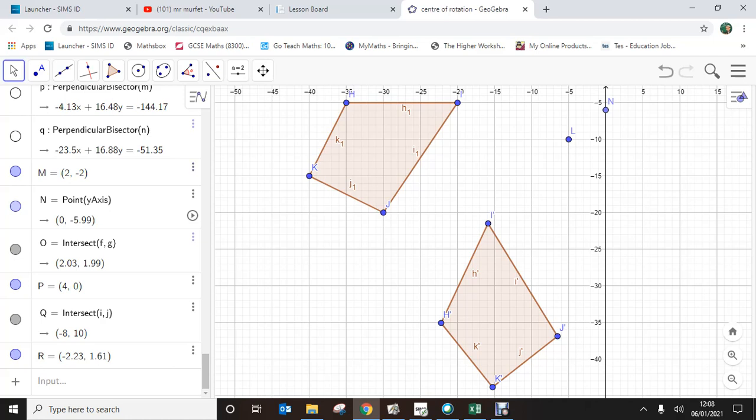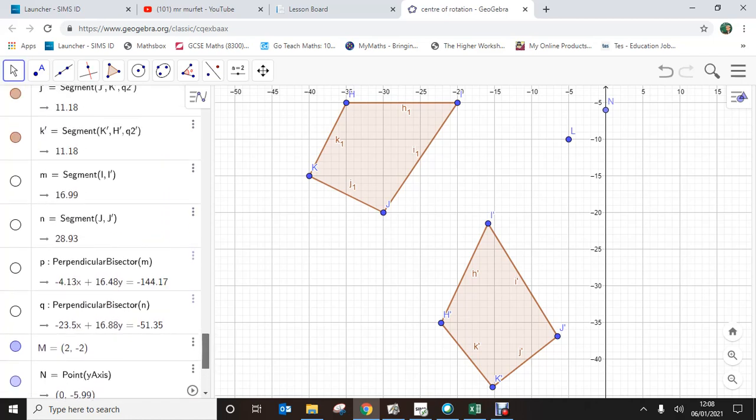So let's join up some of these. We know it's not 180 degrees. I'm not turning it upside down, so I can't just join up all of the lines because it won't match up. But I can join two vertices. I can join L to L dash, and J to J dash. It doesn't matter which two you join up, but you only need to join two together. Once you've joined two together, we're going to do a perpendicular bisector on each of these lines.